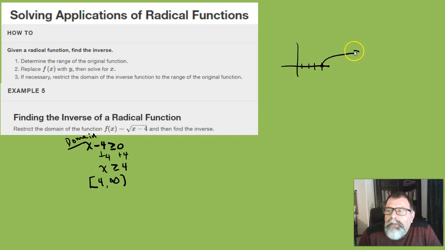So it's going to be that top half of that parabola. That's the square root function. So the range is going to be from 0 to infinity. So if I do the inverse function, it's the same technique.